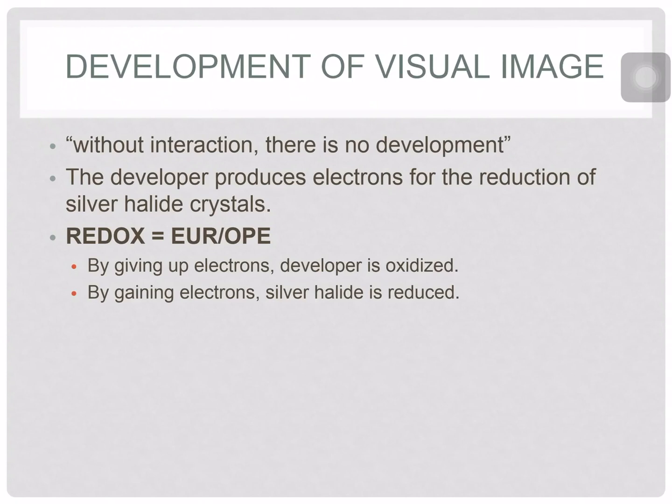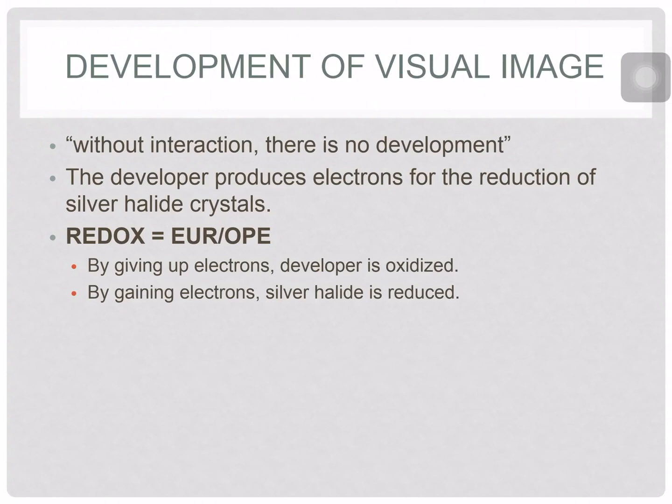Okay. So, development of the visual image, or the development of the manifest image. Without interaction, there is no development. Ang ating developer will produce electrons for the reduction of silver halide crystals. Kung naaalala, sa ating latent image formation, di ba nakakabuo tayo ng silver ion sa sensitivity speck. So, ang ginagawa ni developer solution, pumapasok siya sa ating mga latent image center or latent image or sensitivity speck na nagko-contain ng silver ion pairs.